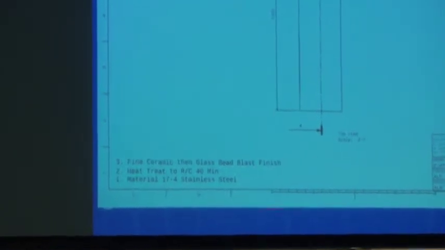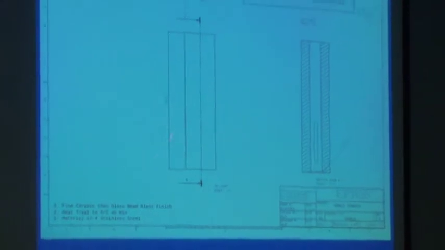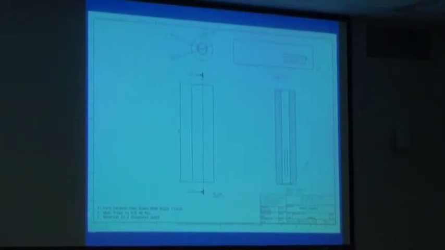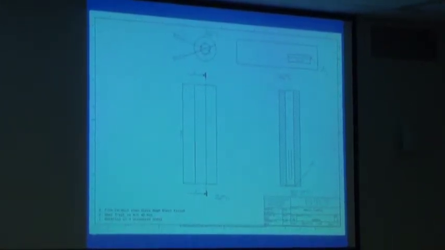So things like that that you can't see in the dimensions, you can specify here in the print. Now, it seems like kind of a mundane detail, but especially if you're a development engineer, this is your way to control your finished product, okay?